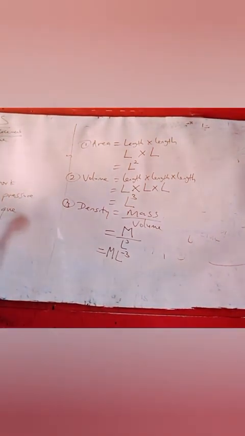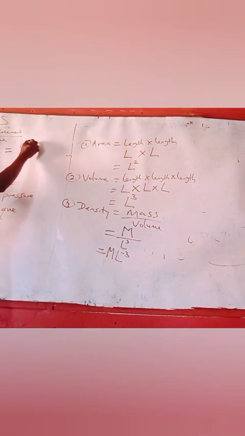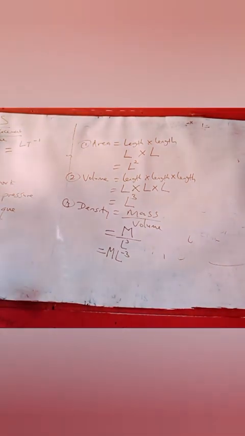Now, dimensionally, displacement is a measure of distance, which is a measure of length. So, dimensionally, displacement is written as L. Over time, dimensionally is written as what? T. And this will give us LT raised to the power minus 1.